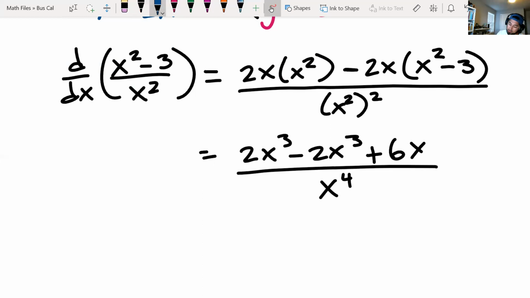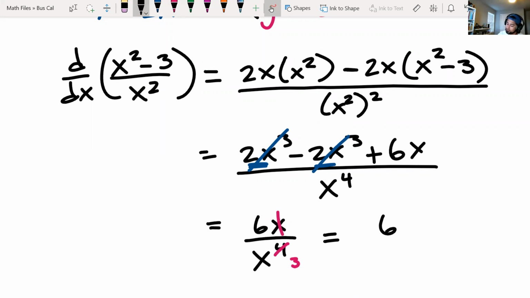Okay, and then my 2x cubeds, we see that I have a positive one and a negative one, they cancel. And what we are left with is 6x over x to the fourth, which we can simplify one more step because this x will cancel and this 4 will become a 3. So our final answer is just 6 over x cubed.